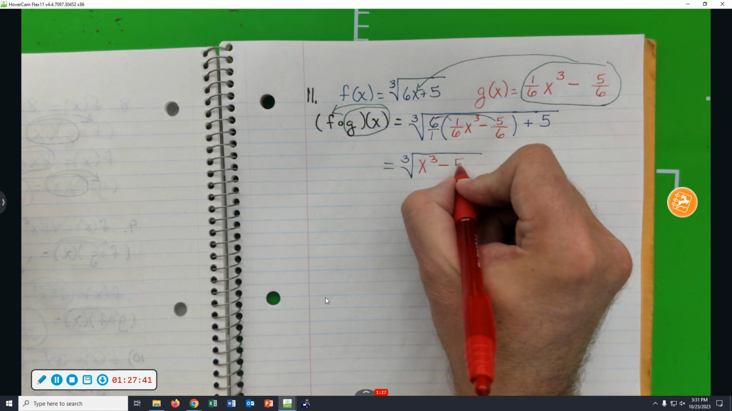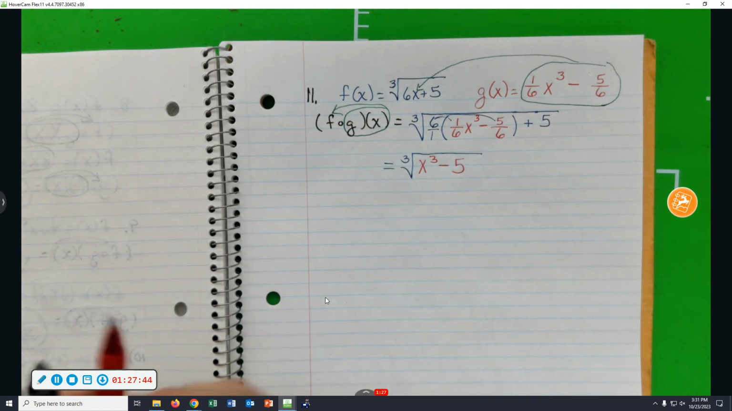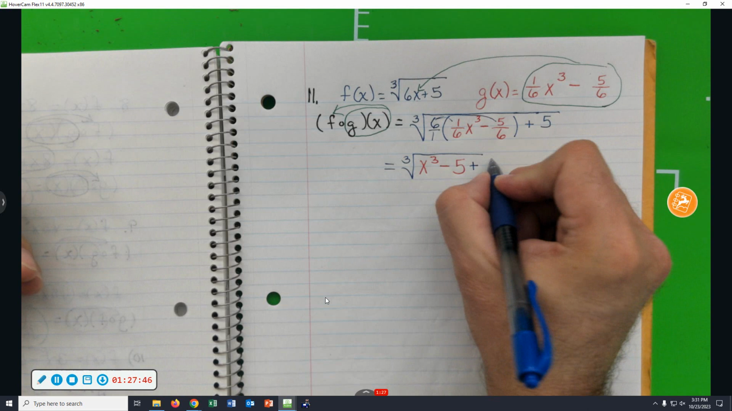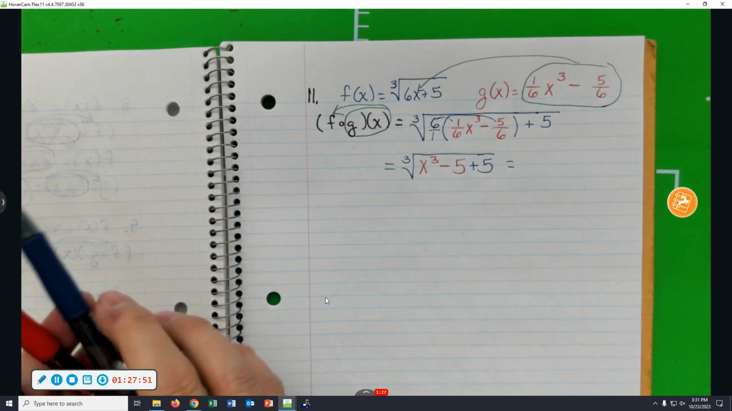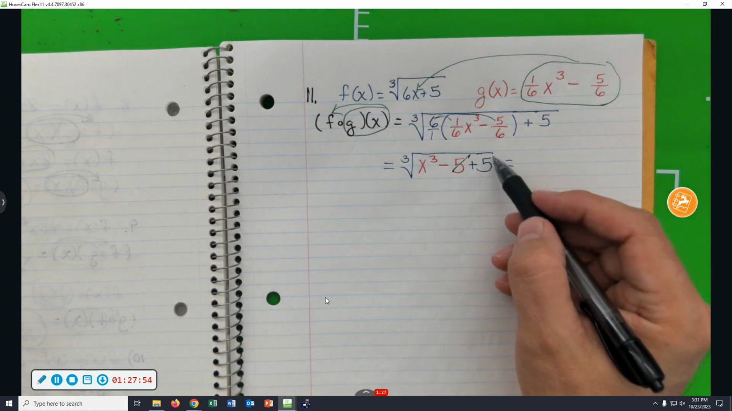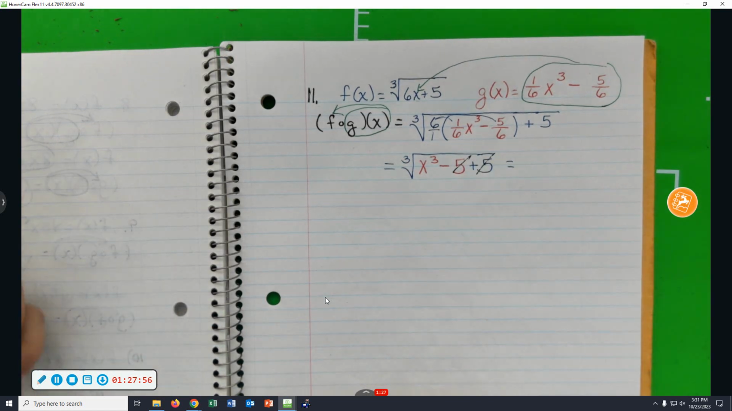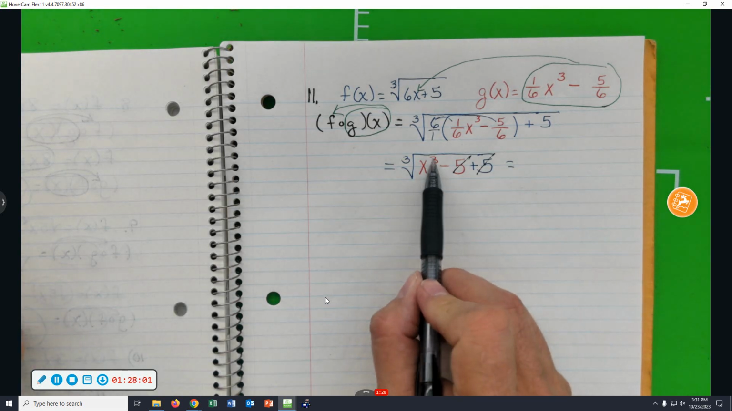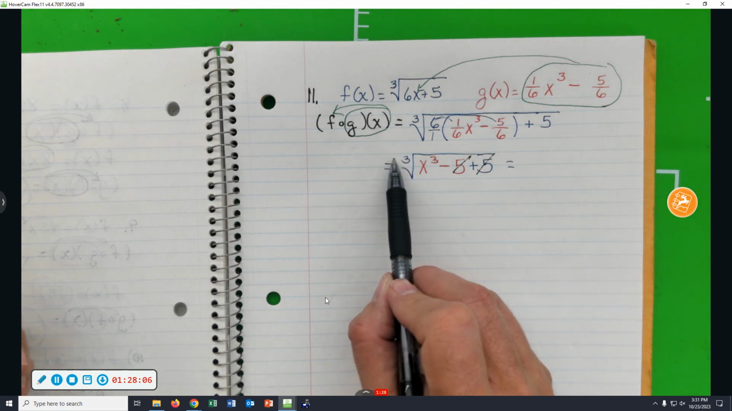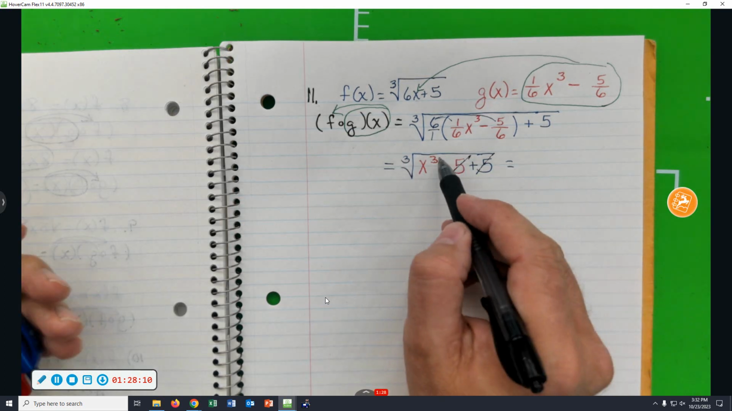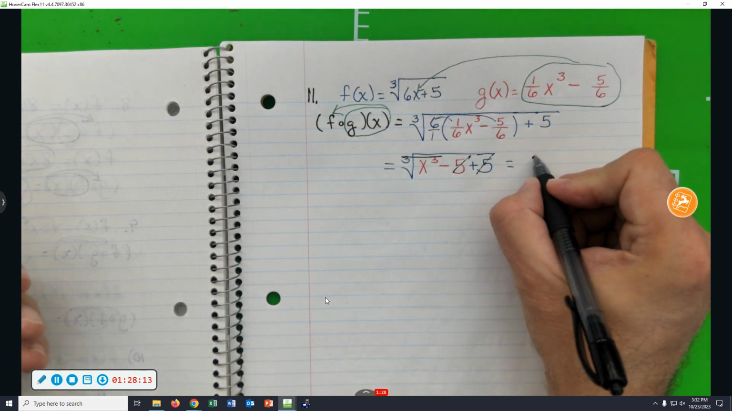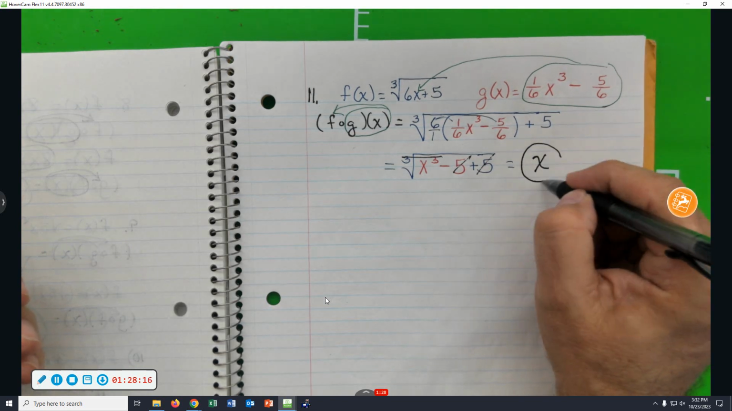And what else do we have stuck on there? A plus 5. Well, I think something's about to disappear. What is it? The 5's, okay. And then there's something else nice here. The cube root and the cube. What's going to happen to those? Those cancel out. A cube root and a cube cancel. So what are we going to be left with here? Just x. Any questions on our logic there?